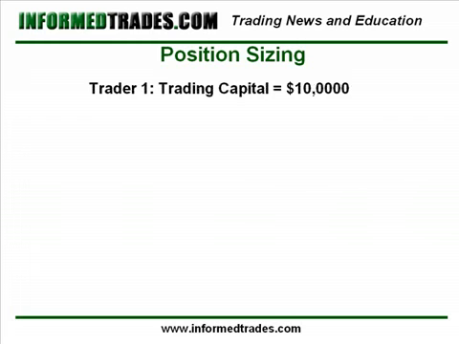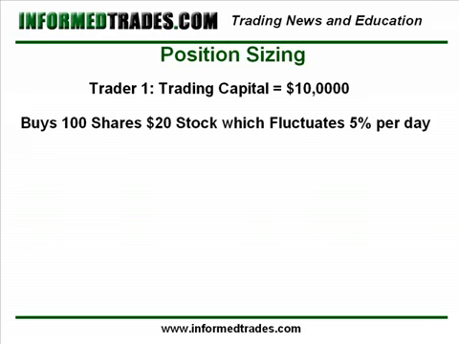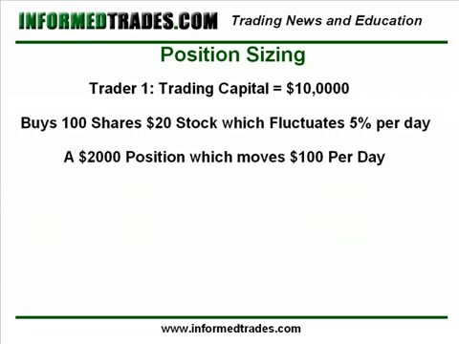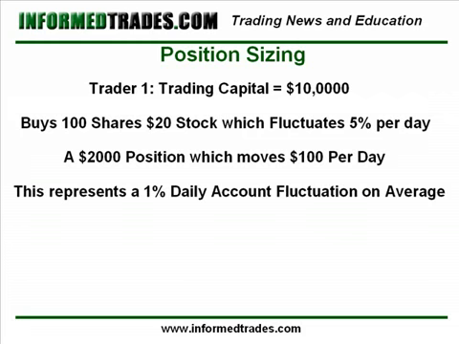Let's say there's a trader who has trading capital of $10,000. And this trader buys 100 shares of a $20 stock, which fluctuates on average 5% per day. So this is a $2,000 position, 100 times 20, which moves $100 per day, the 5% of that $2,000, on average. This represents a 1% daily account fluctuation on average as a result of this purchase.